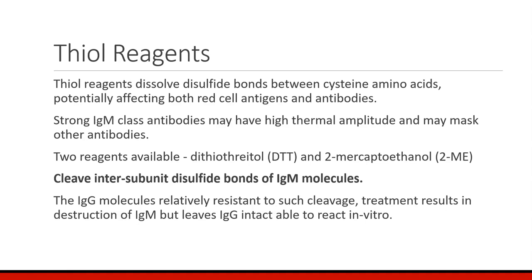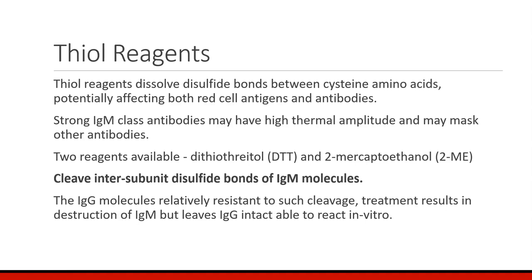There are two reagents available, dithiothreitol DTT and 2-mercaptoethanol 2-ME. Both of them do the same thing. They cleave the intersubunit disulfide bonds of IgM molecules. The IgG molecules are relatively resistant to cleavage, so the treatment results in the destruction of the IgM antibodies, and it doesn't matter what specificity. It doesn't say, oh, we're going to get rid of this anti-M IgM. No, it's all IgM antibodies, but it leaves the IgG intact and able to react in vitro.